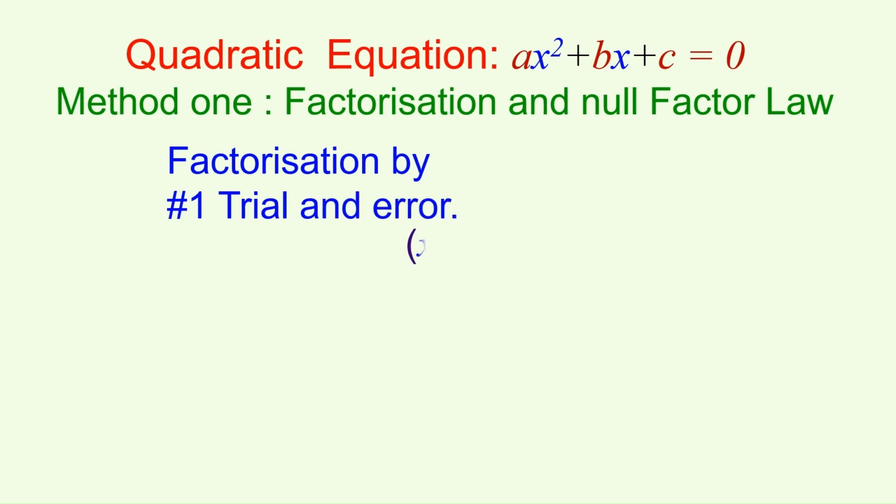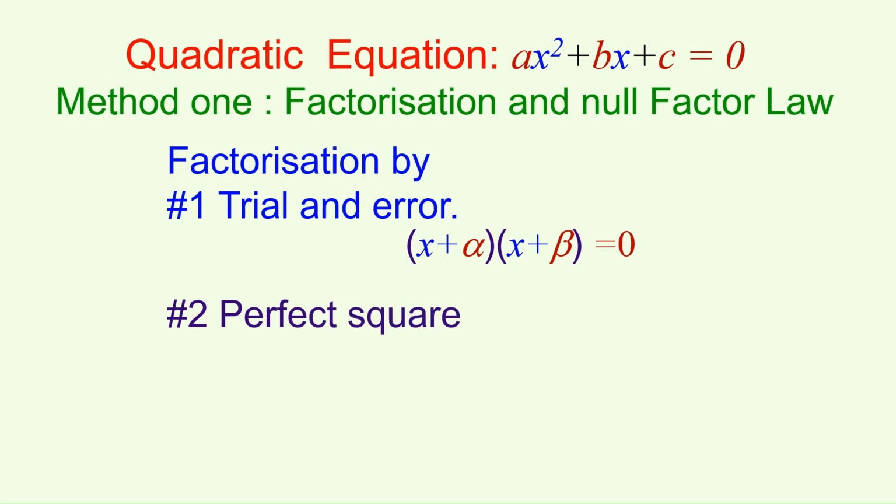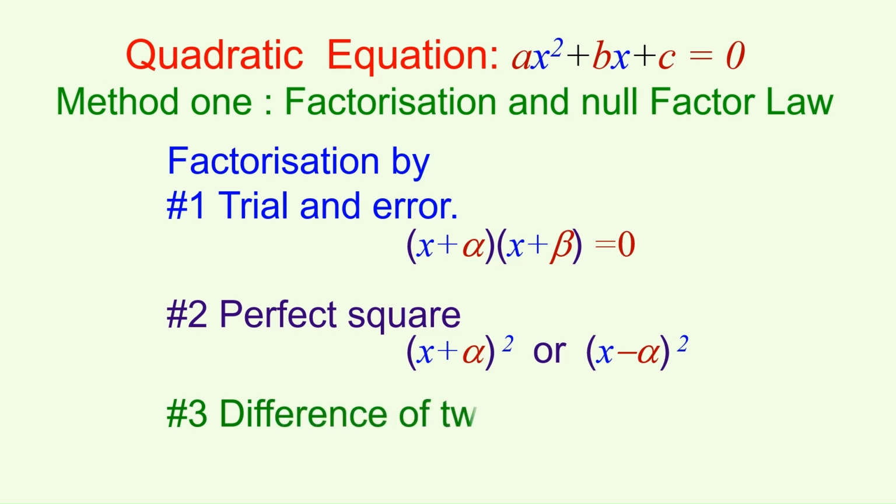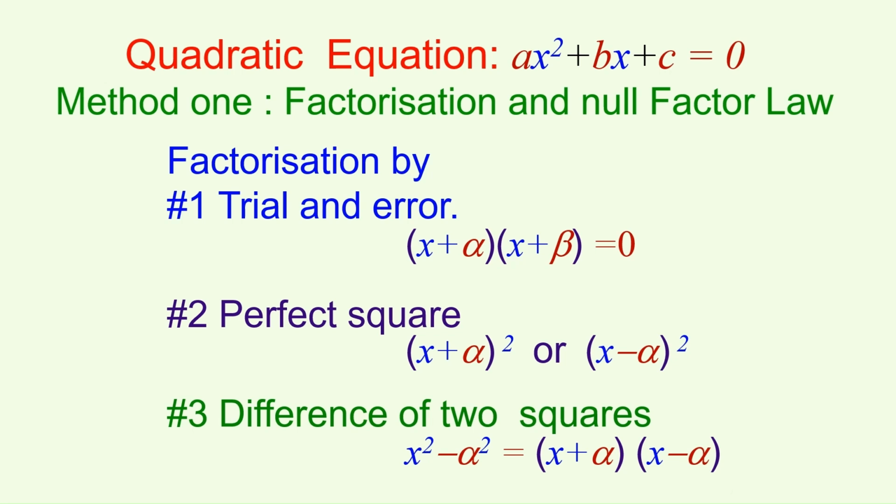Factorization. Number 1. Trial and error. x plus alpha times x plus beta equals 0. Number 2. Perfect square. x plus alpha whole squared or x minus alpha whole squared. Number 3. Difference of two squares. x squared minus alpha squared equals x plus alpha times x minus alpha.